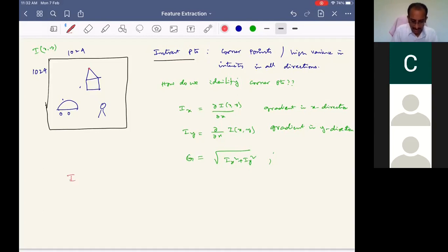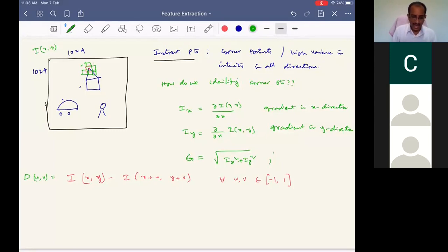Very good. So the suggestion here is, I calculate I of x comma y minus I of x plus u comma y plus v. This difference for all u comma v, where u comma v belongs to minus 1 comma 1. That means minus 1, 0, 1. You take a template here, and you see how much the difference is with respect to this shift, this shift, this shift, and then this shift. All these shifts. With each shift, how much is the variation we want to see? That difference I'm just writing in terms of D of u comma v. I will see in all directions.